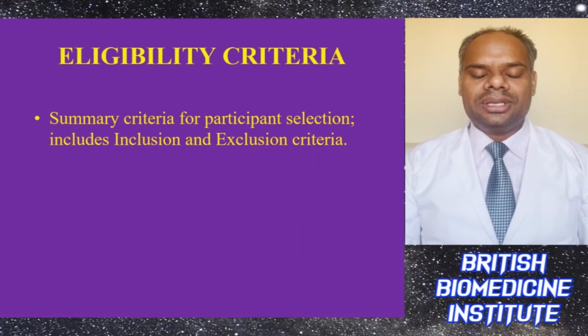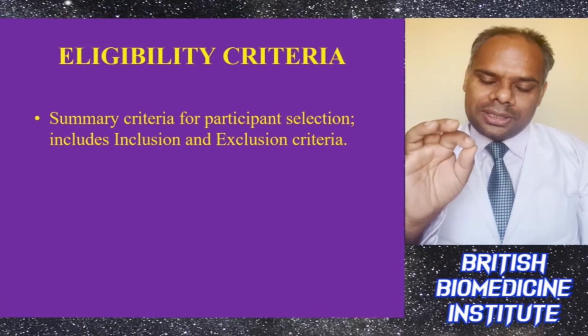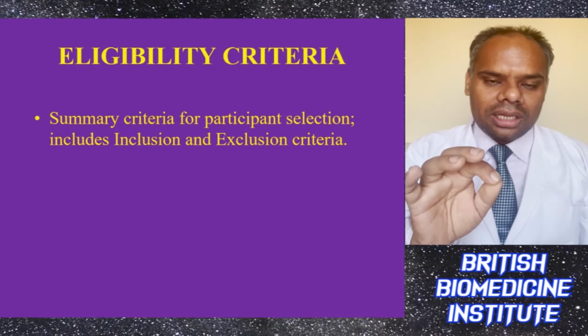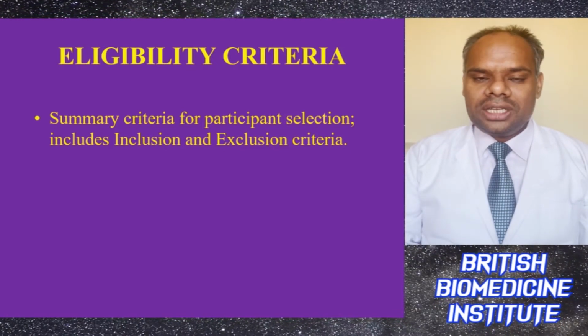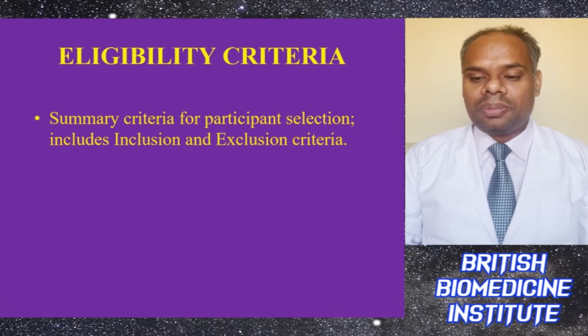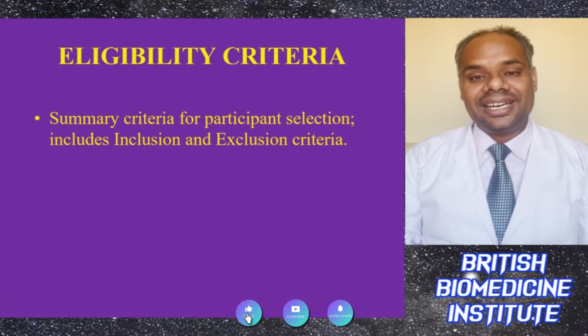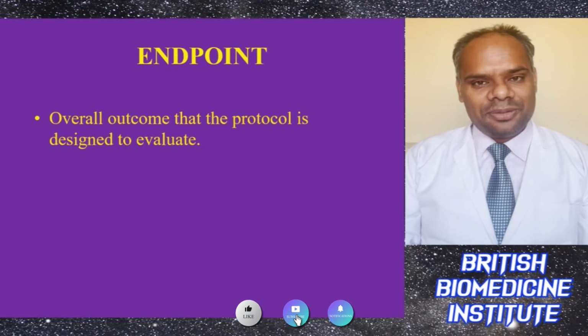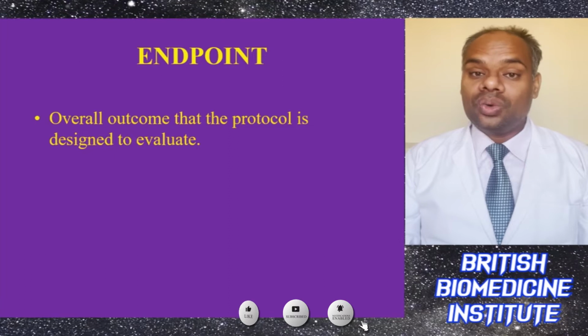Eligibility criteria are basically found in the protocol, which specifies which patients will be included and which patients will be excluded from the study. So it is basically a summary of criteria for participant selection, like your inclusion and exclusion criteria. Endpoint. Overall outcome that the protocol is designed to evaluate.